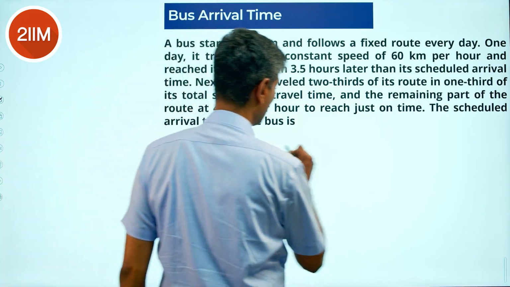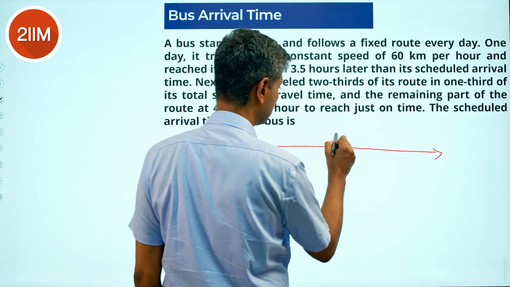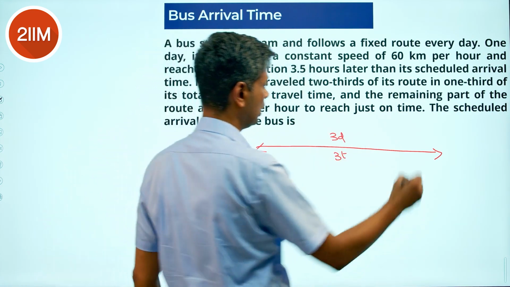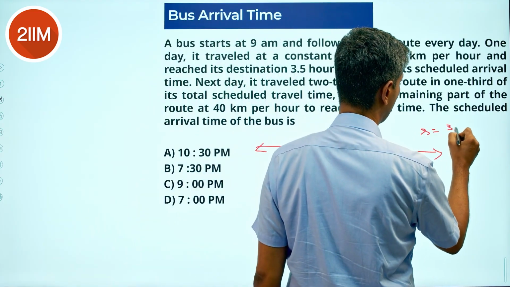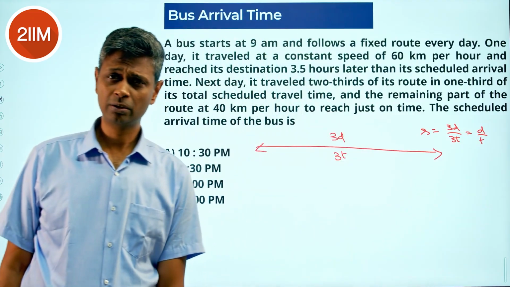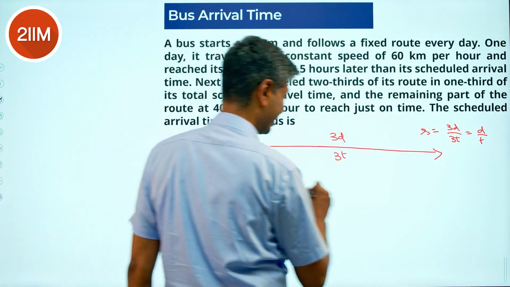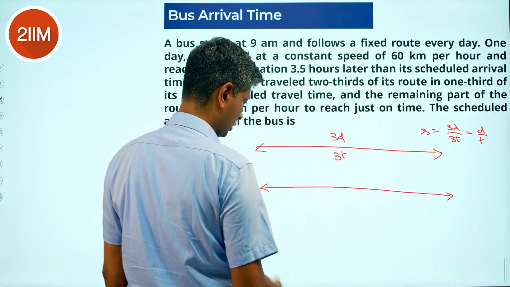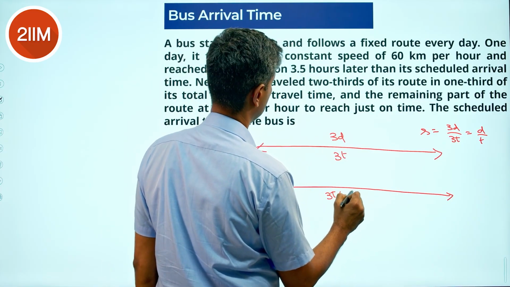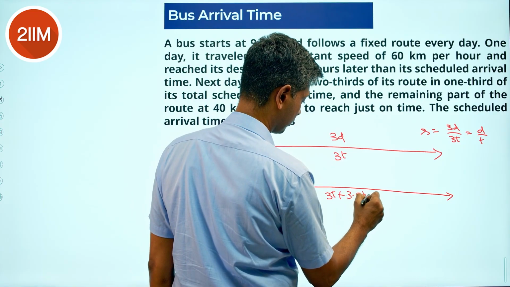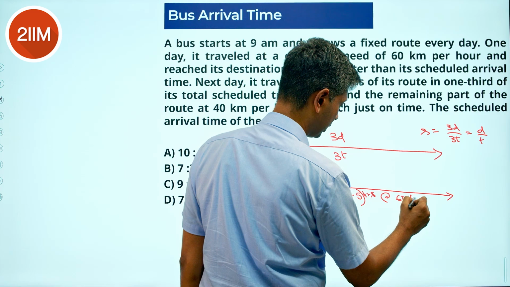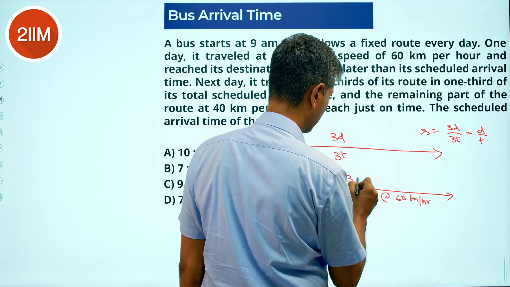Fine, so assume typically the bus travels 3D in time 3t, at a speed of 3d by 3t, which is d by t. Nice, brilliant. Next day, it takes 3t plus 3.5 hours traveling at 60 kilometers per hour to travel the same 3D.